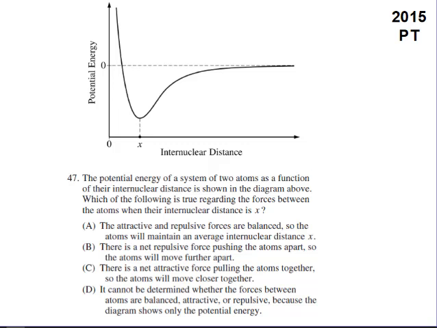Go ahead and pause the video and try this one. So it's saying at point X, which of these is true? And that's the attractive and repulsive forces are balanced. So they're going to maintain an average internuclear distance of point X.